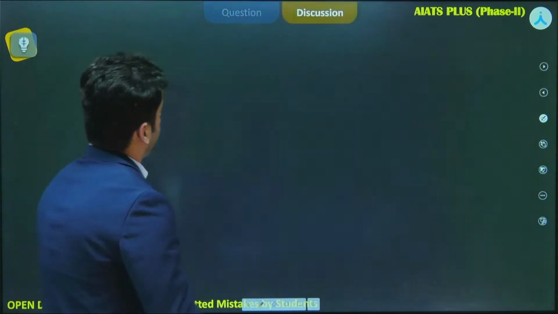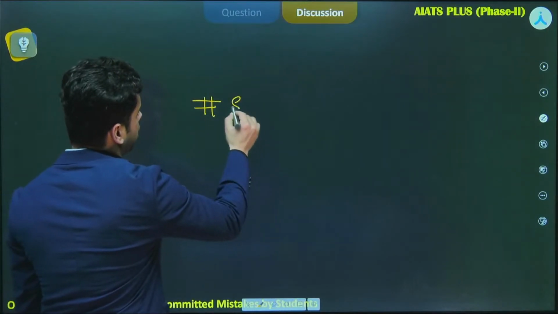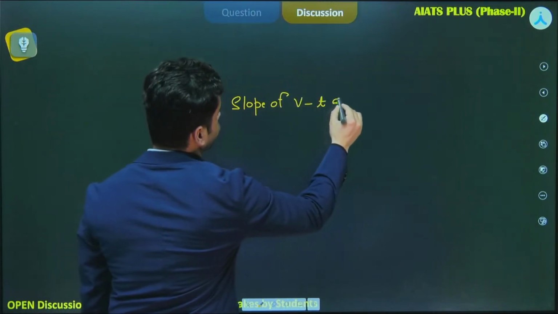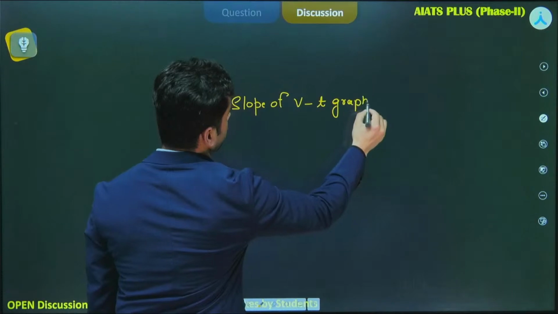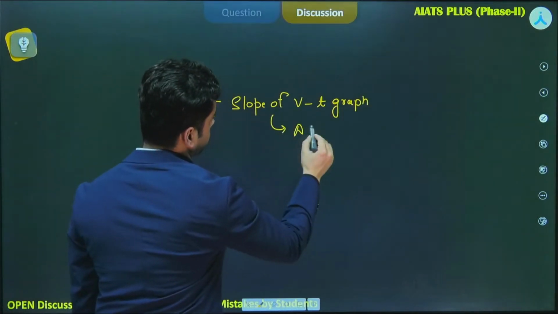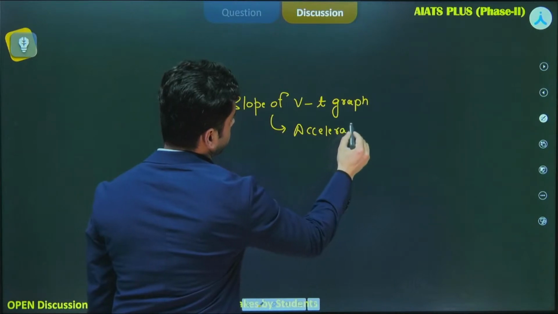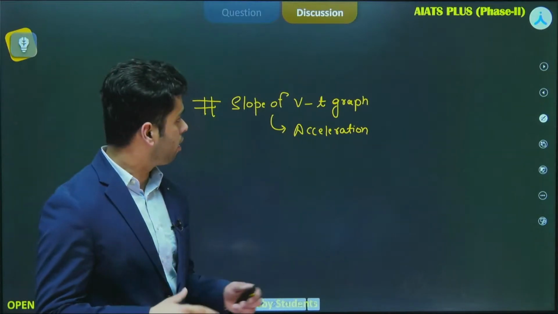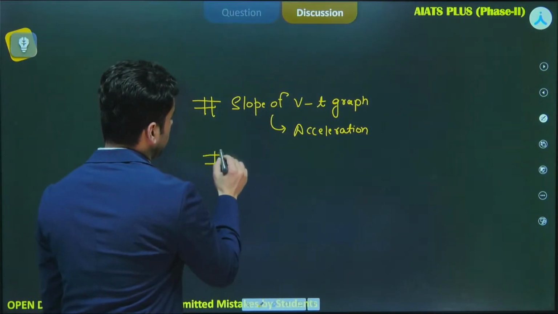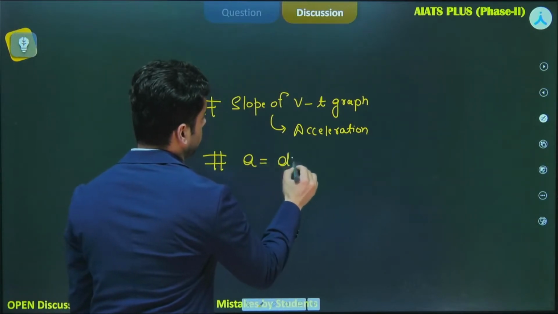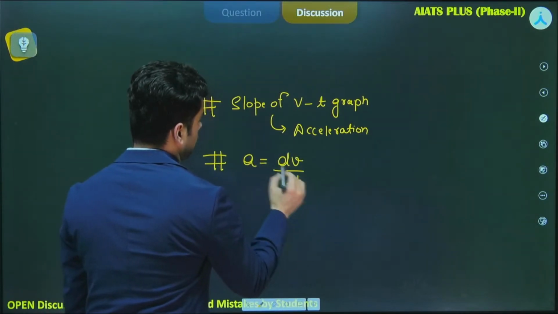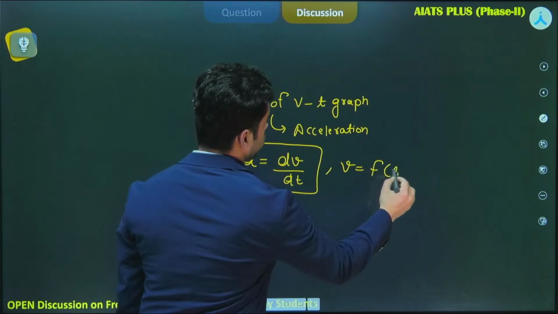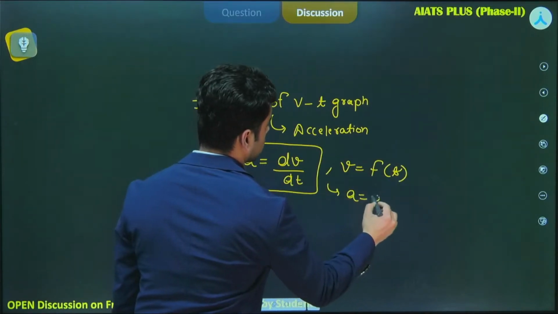Dear students, what does the slope of a VT curve represent? The slope of the VT graph gives you the acceleration. I hope you are clear with this. Slope of the VT graph gives you the acceleration, or I can write that a is equal to dV by dt. So if velocity is a function of time, then you can get the acceleration by differentiating, that is dV by dt.